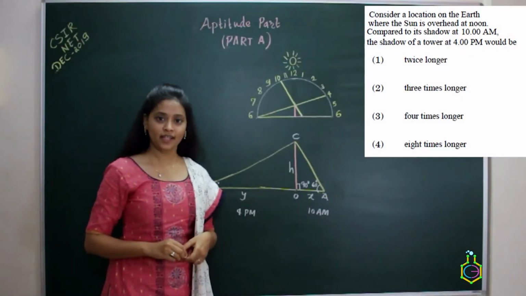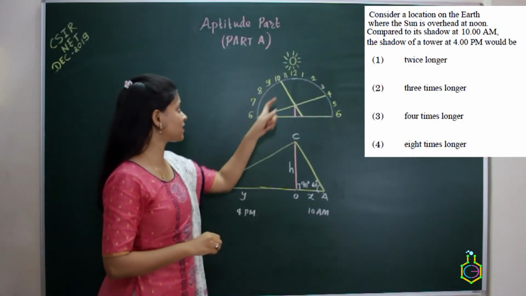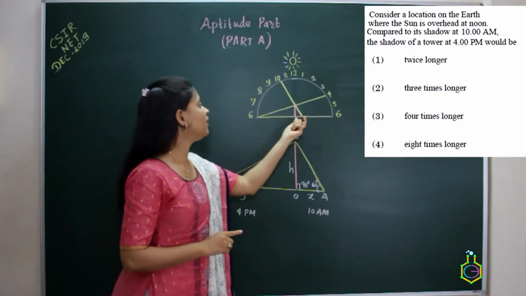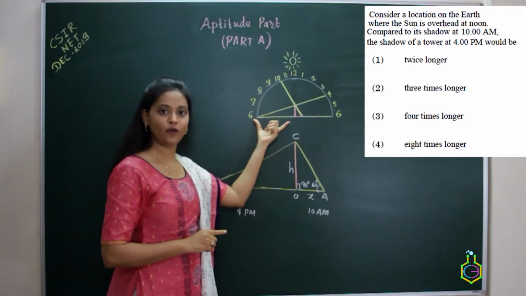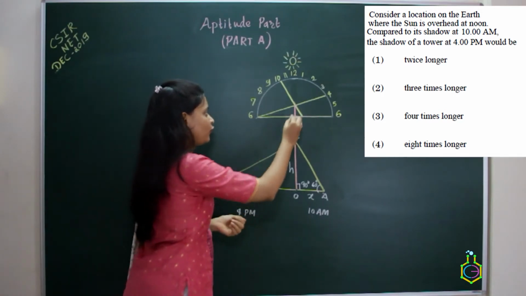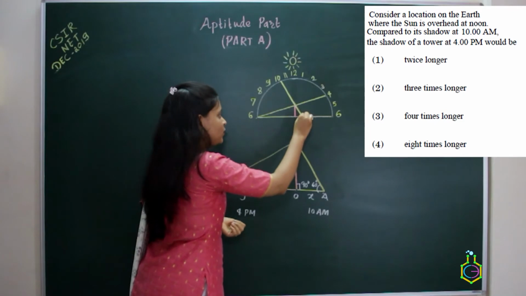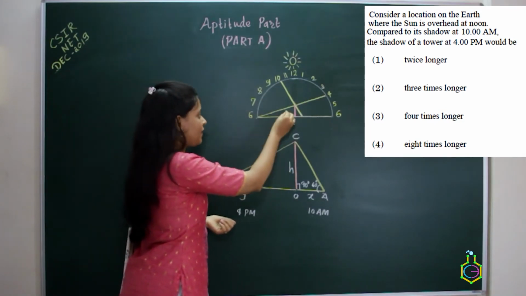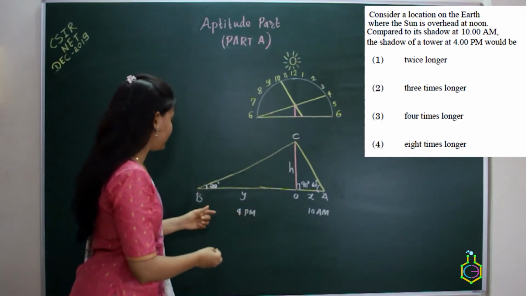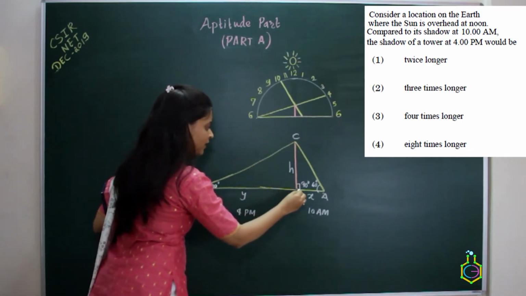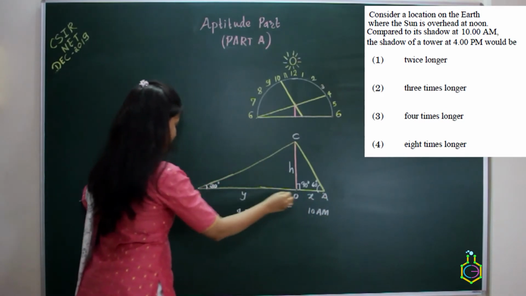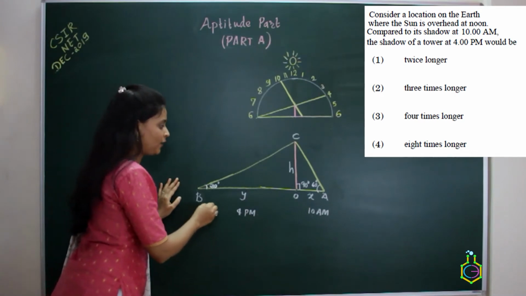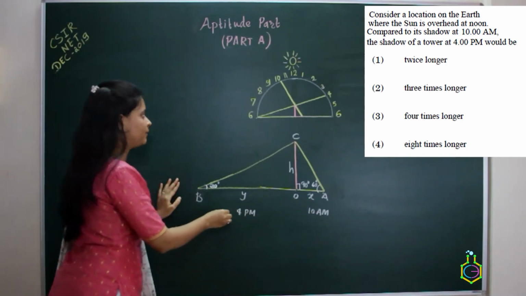The next question is, consider the location on the earth where the sun is overhead at noon. Comparing the shadow at 10 am, the shadow at 4 pm would be. Here I have drawn a diagram of a tower. At 10 am this will be the shadow of the tower. At 4 pm this will be the shadow of the tower. I have enlarged this diagram here. This is the tower height. This is OA. This is OB. This is the height at 10 am. This is the height at 4 pm. I have to determine the relationship between these two.